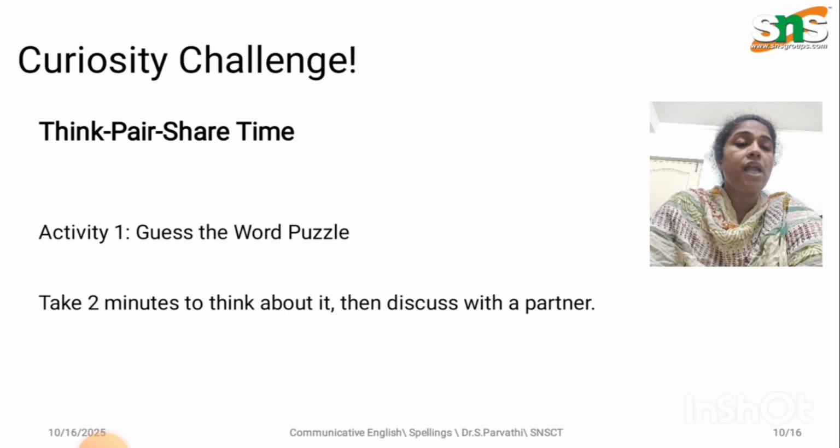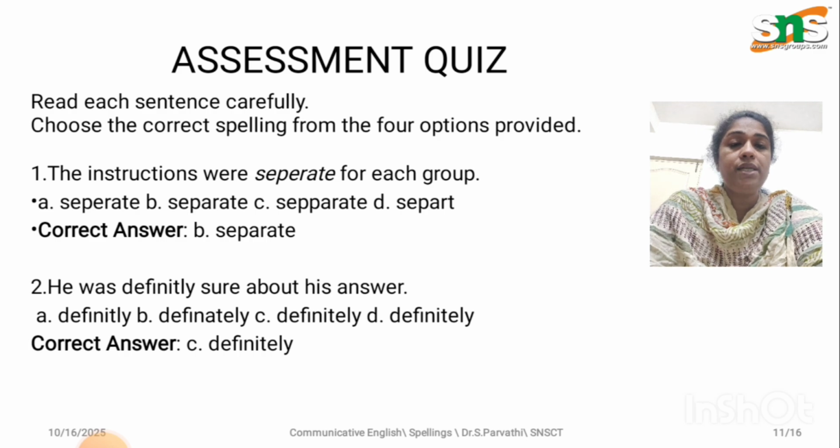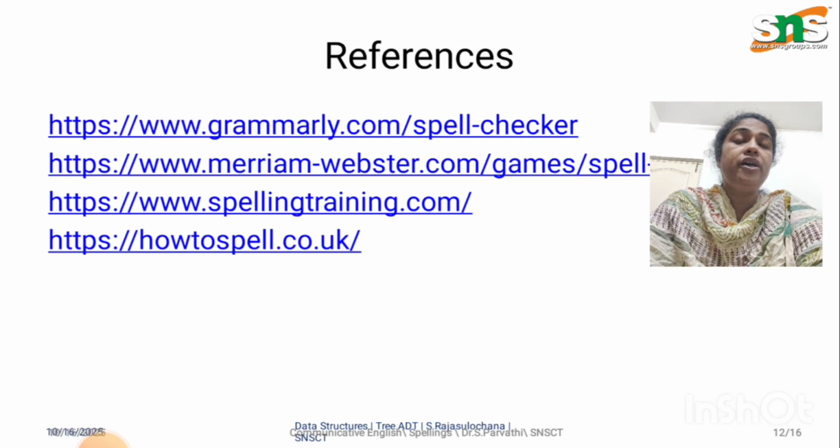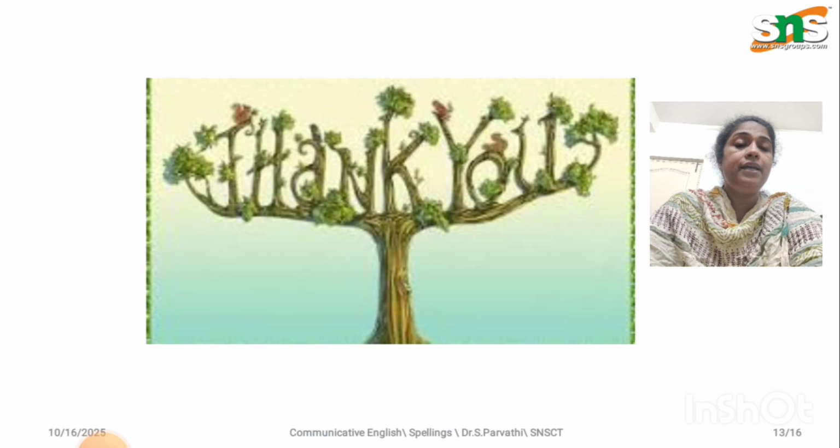And the assessment quiz: read each sentence carefully. The first one is: The instructions were separate for each group. You have to correct the word separate. He was definitely sure about his answer. Find out the right word. Here I've given some references for your future learning.